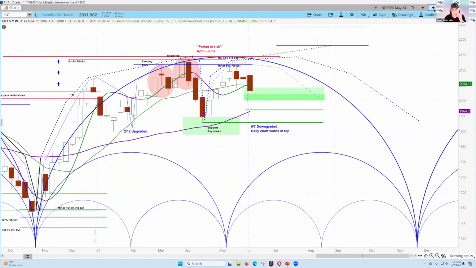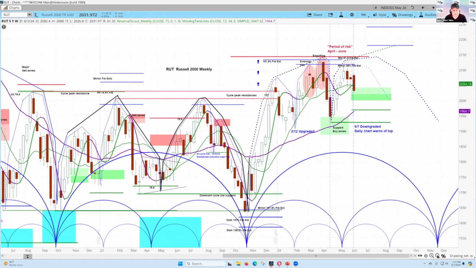Now here is the Russell. This is giving a different story. Momentum in here is still positive on the weekly chart, and you can see the weekly chart in here. These harmonics are gorgeous when you look at that. Why do I say that?